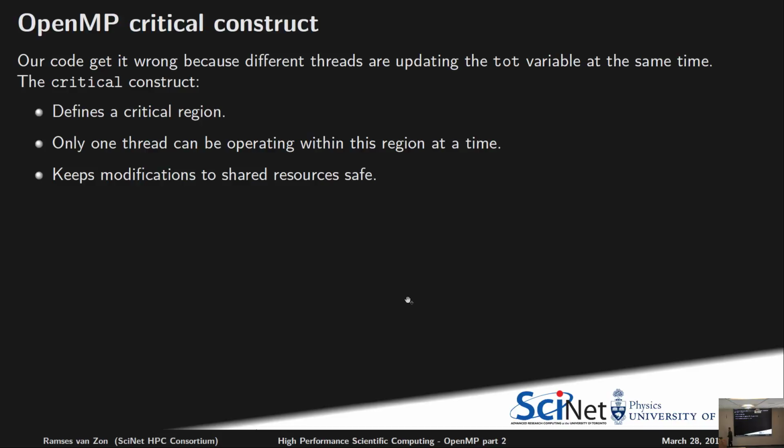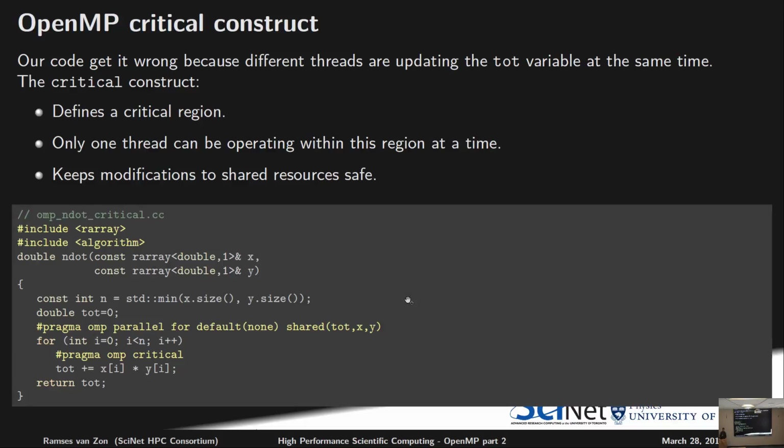So there's a way to tell the compiler not to allow this overlapping of these two regions, because the overlapping made things go wrong. There's a thing called a critical pragma that says this particular region should never be run by more than one thread at a time. It is actually fairly easy to do. It's the same pragma as before, but just before the line that should be only done by one thread at a time, you put pragma OpenMP critical.